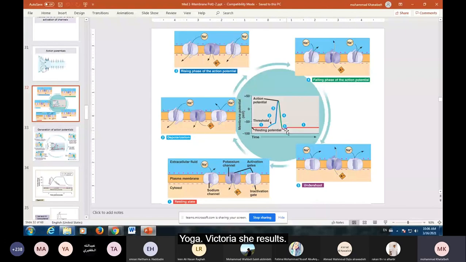Okay. Phase 5 is called the positive after potential. Some call it the after hyperpolarization phase, the whole phase 5. Why is it after hyperpolarization? We have no hyperpolarization before.